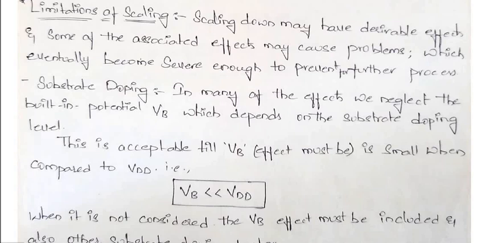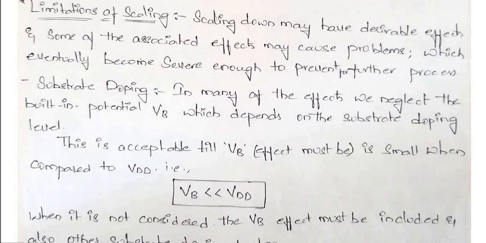Why are we going for the limitations? Scaling down may have some undesirable effects which may cause problems, and if you do not rectify some of these problems, they will not be rectified in the process. Out of these, some are substrate doping or depletion width, limitations of interconnecting or contact resistance, some limitations due to threshold voltages or threshold currents, and some limitations on current density also.